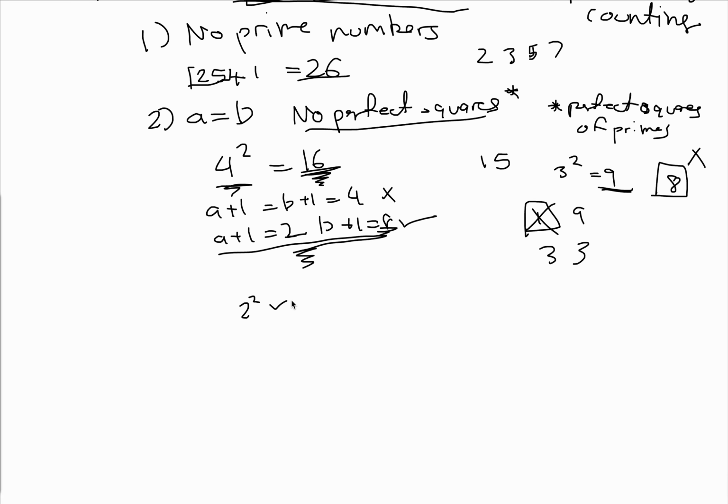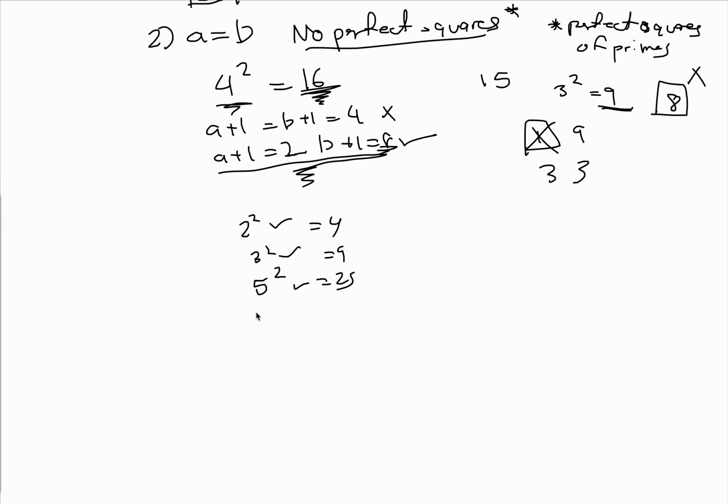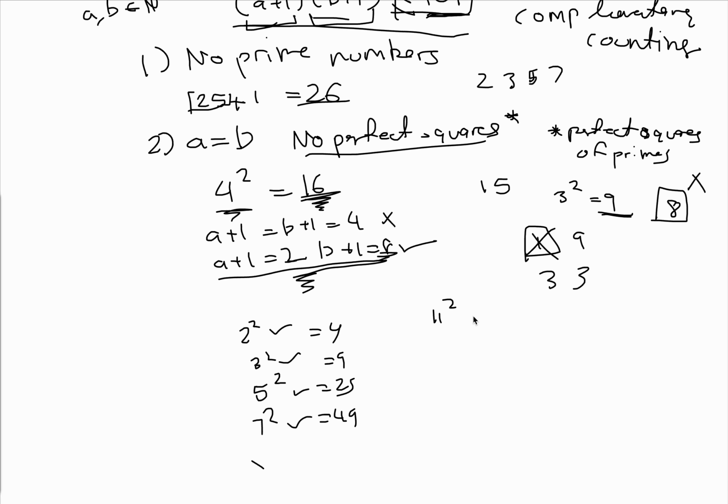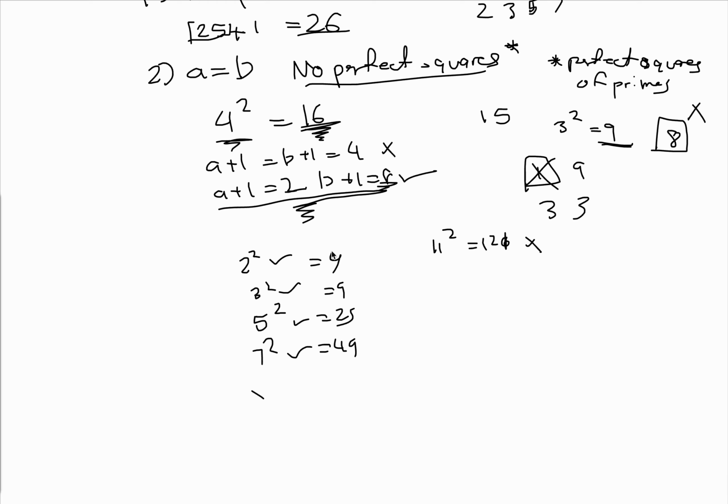So we know 2 squared works since that's 4, 3 squared works since that's 9, 4 is not prime, 5 is prime, 5 squared works, that's 25, 6 is not prime, 7 squared works, that's 49. 8 is not prime, 9 is not prime, and 10 is not prime. And once we're past 10, we're past our limit, since 11 is the next prime, which gives 121, past our limit. So we now have an extra 4 numbers that cannot be represented.